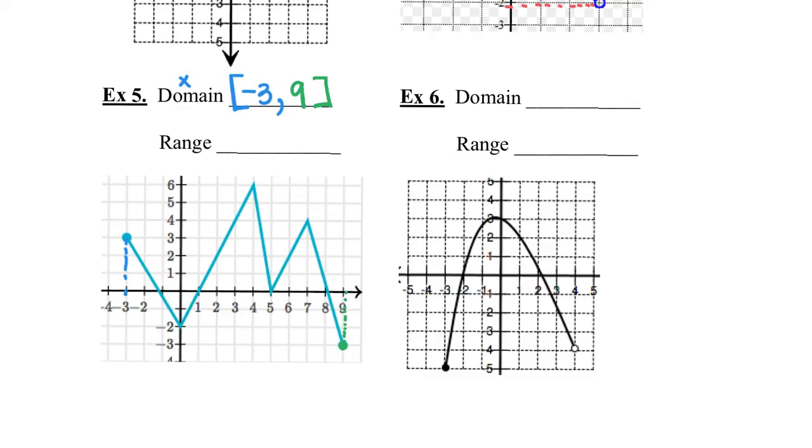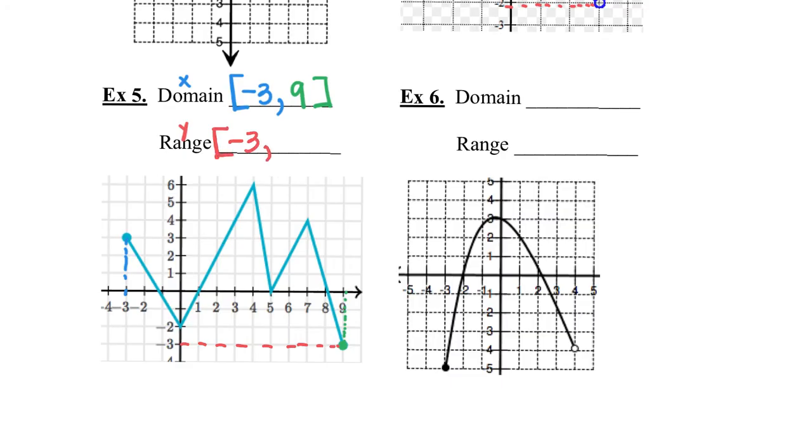Okay, now the range is the y values. And again, there's a lot of things going on in this graph, but if I focus only on the very lowest y value and the very highest y value, I'll still get the correct range. Okay, the lowest point on the graph is this one. The y value of this point is -3, and it's a bracket because it was a closed circle.